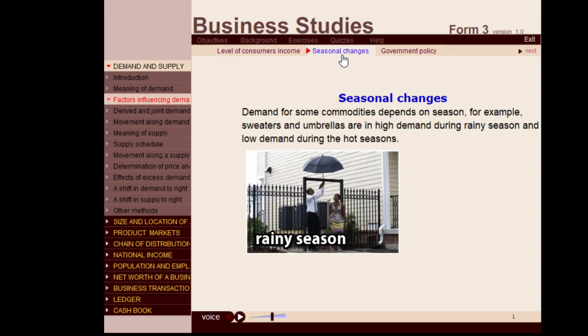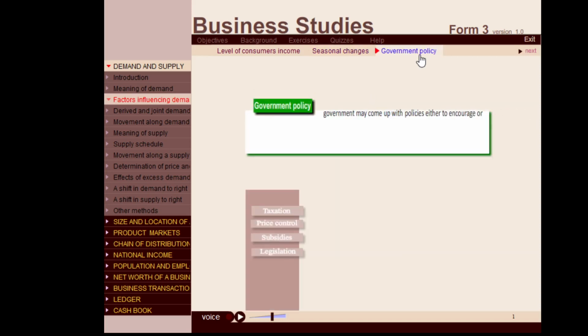Seasonal changes. Demand for some commodities depends on season. For example, sweaters and umbrellas are in high demand during rainy season and low demand during the hot seasons. Government policy. Government may come up with policies either to encourage or discourage demand of a commodity. Some of the policies are taxation, subsidies, legislation, and price control.